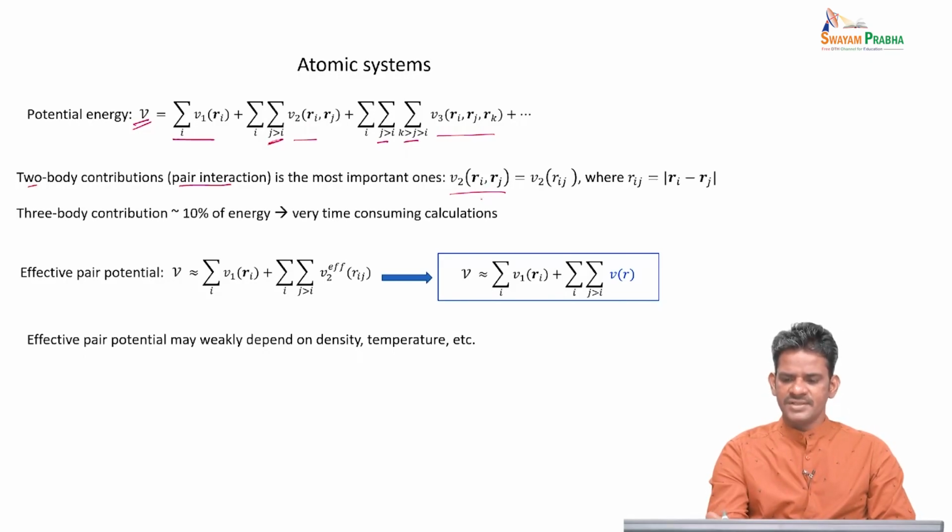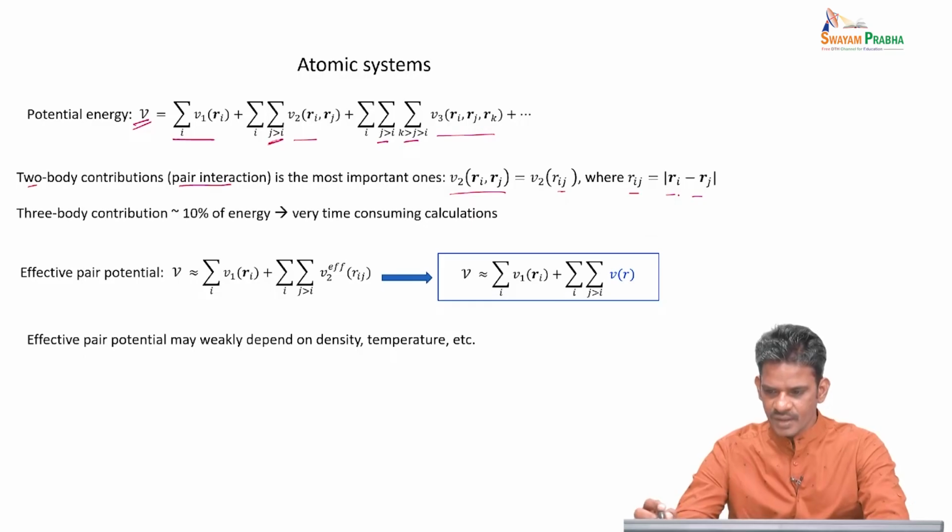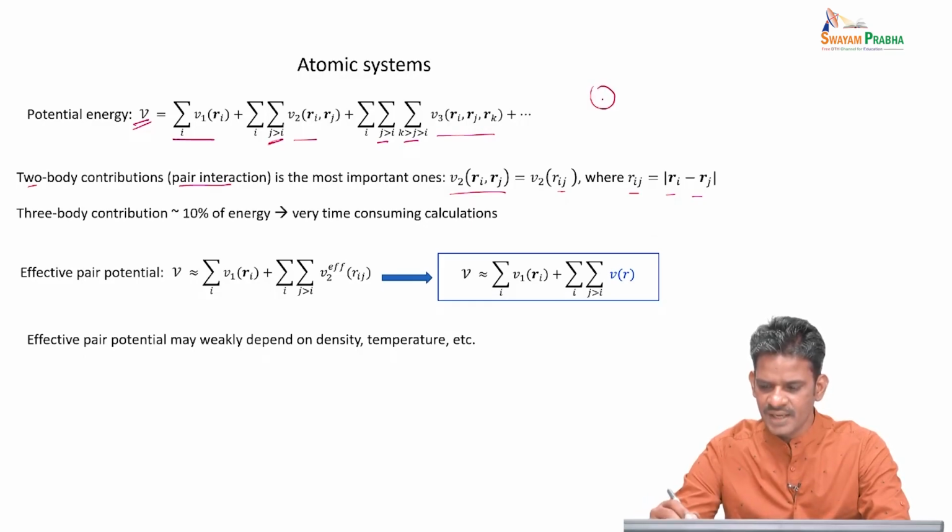as, instead of writing Ri, Rj, we simply write Rij, which is nothing but the distance between two atoms or two particles i and j. So if I have particle i here and then particle j, and these are the positions, this is Ri and this is Rj.